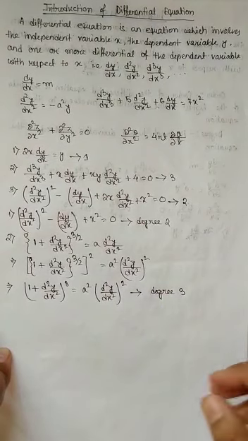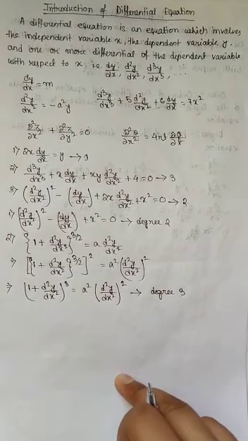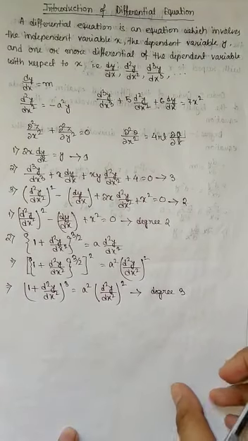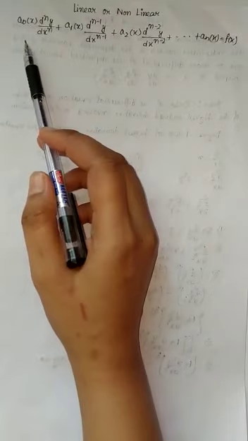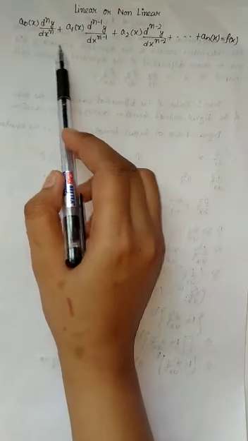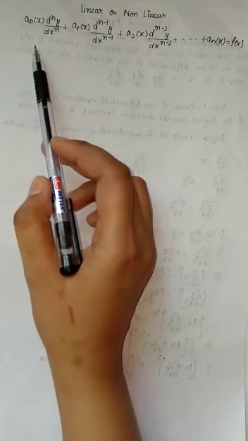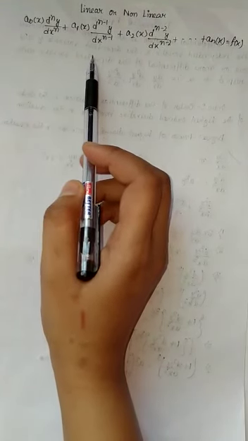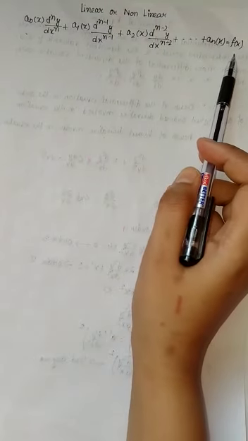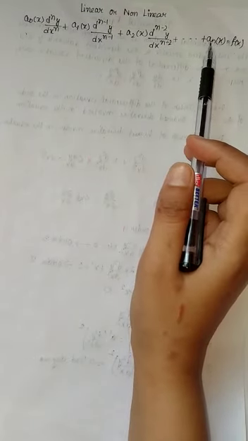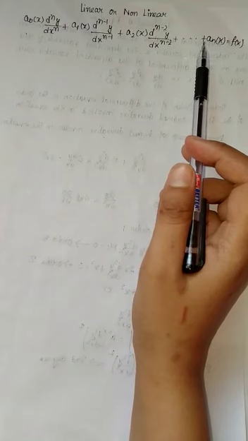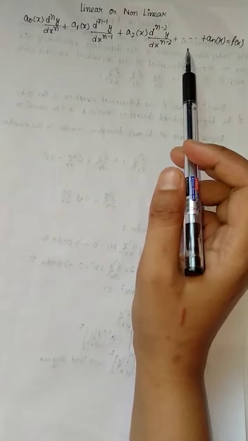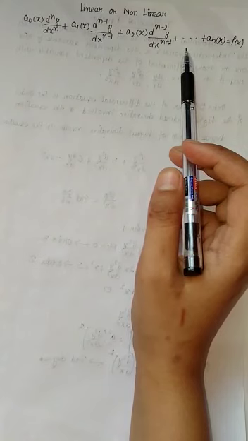Next, our next topic is linear and nonlinear equations. Now consider this equation. Any equation of this type is called a linear equation, where a0, a1, a2, an and f of x are all either constants or polynomials of x, and the differential equations that cannot be put into this form are said to be nonlinear equations.